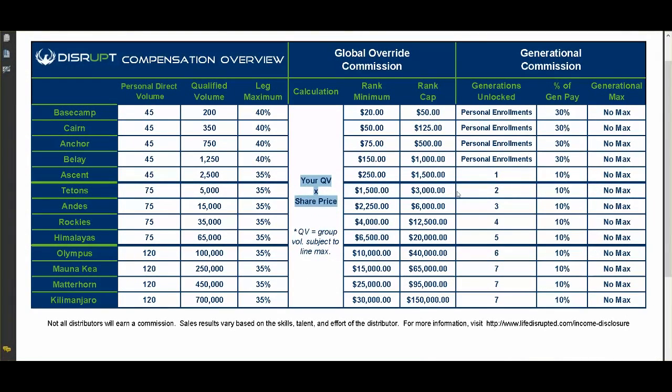Let's go back to the chart for a second. Remember the maximums? Everybody's like, oh yeah, I'd love to earn those maximums. Those are awesome. That's where I want to be. 2,500 in volume getting you $1,500. And by the way, that's just the global override. Nothing we've talked about so far even talks about the generational commission. So this middle part of the chart plus all these simulations that I'm showing you, that's just the global override.